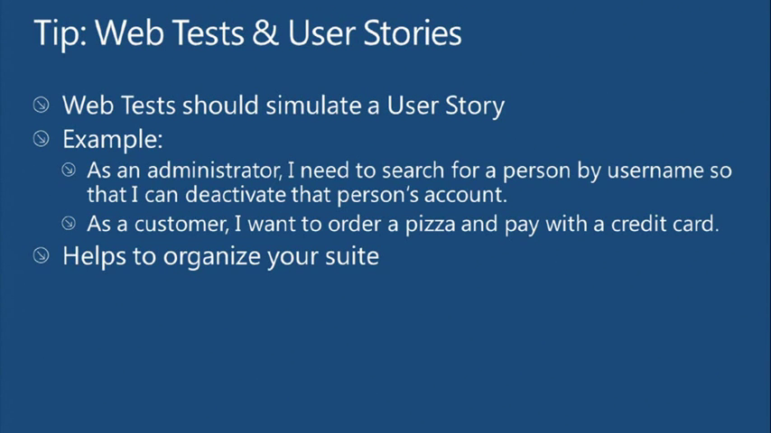How many of you have ever used a web performance test? Okay, that's pretty good. So here's a tip. If you get into doing web performance tests, record them like they're user stories. A user story, also known in Scrum as a product backlog item, reads something like: As an administrator, I need to search for a person by username so that I can deactivate that person's account. So it's a very specific case through your application. When you record that web test, try to do one thing. Don't do multiple things in one recording.